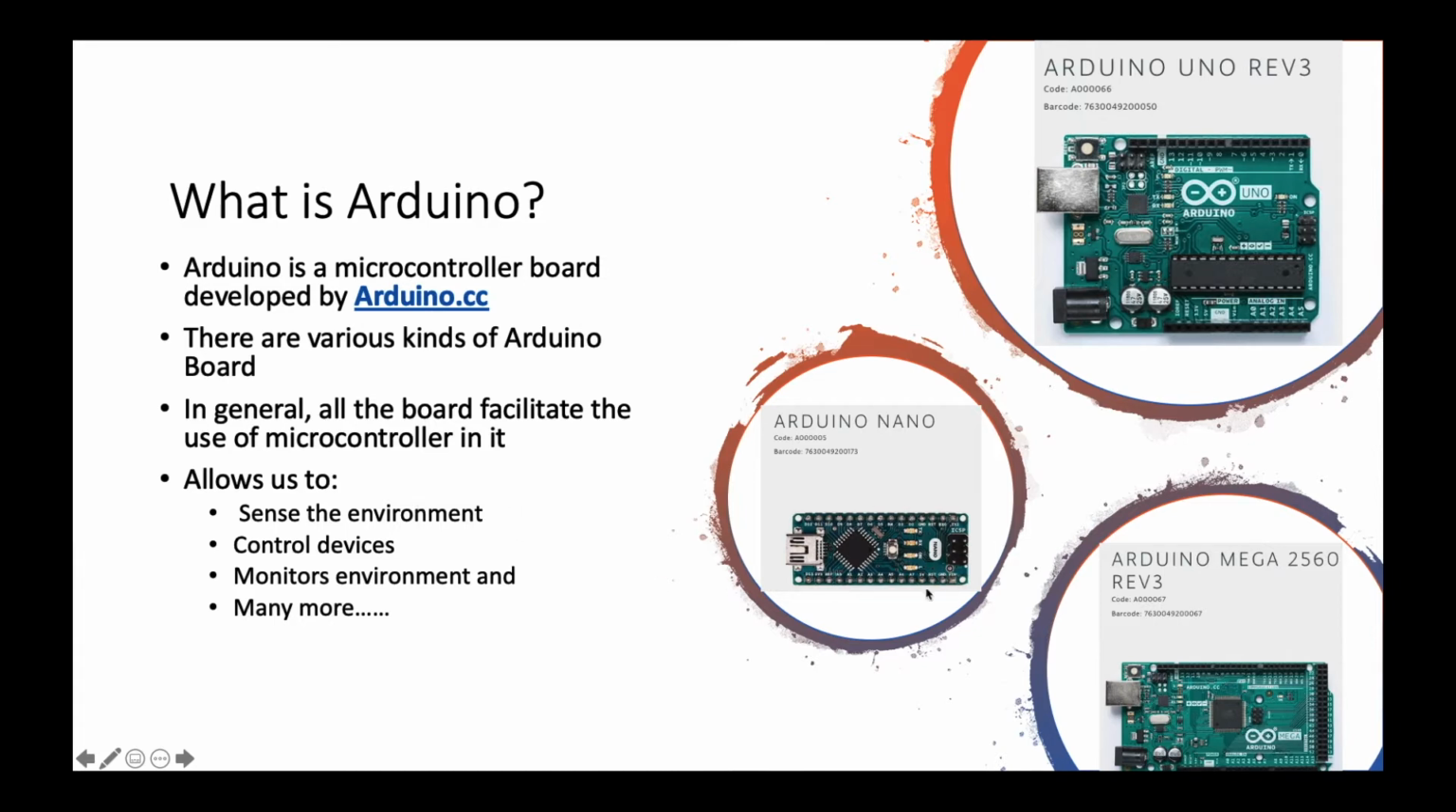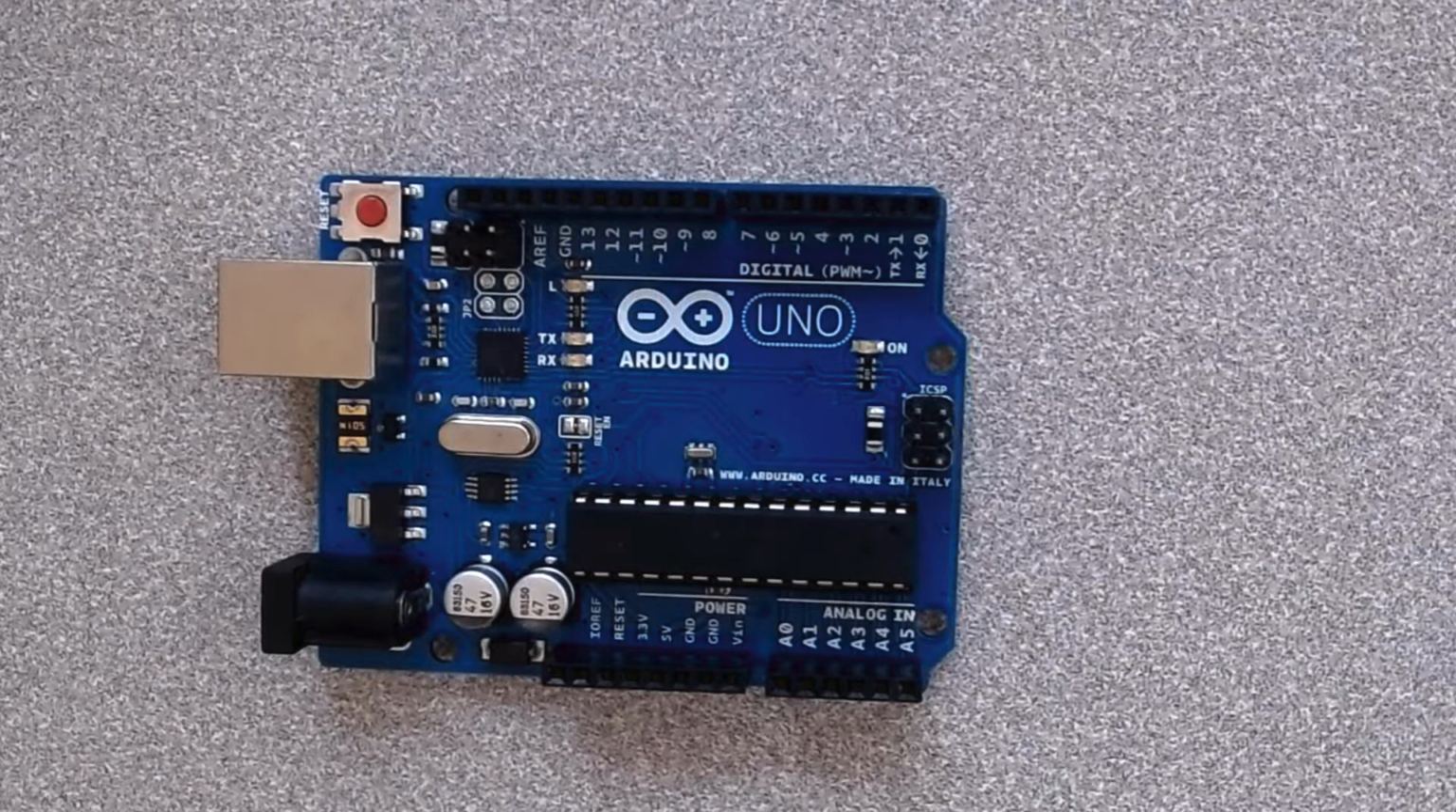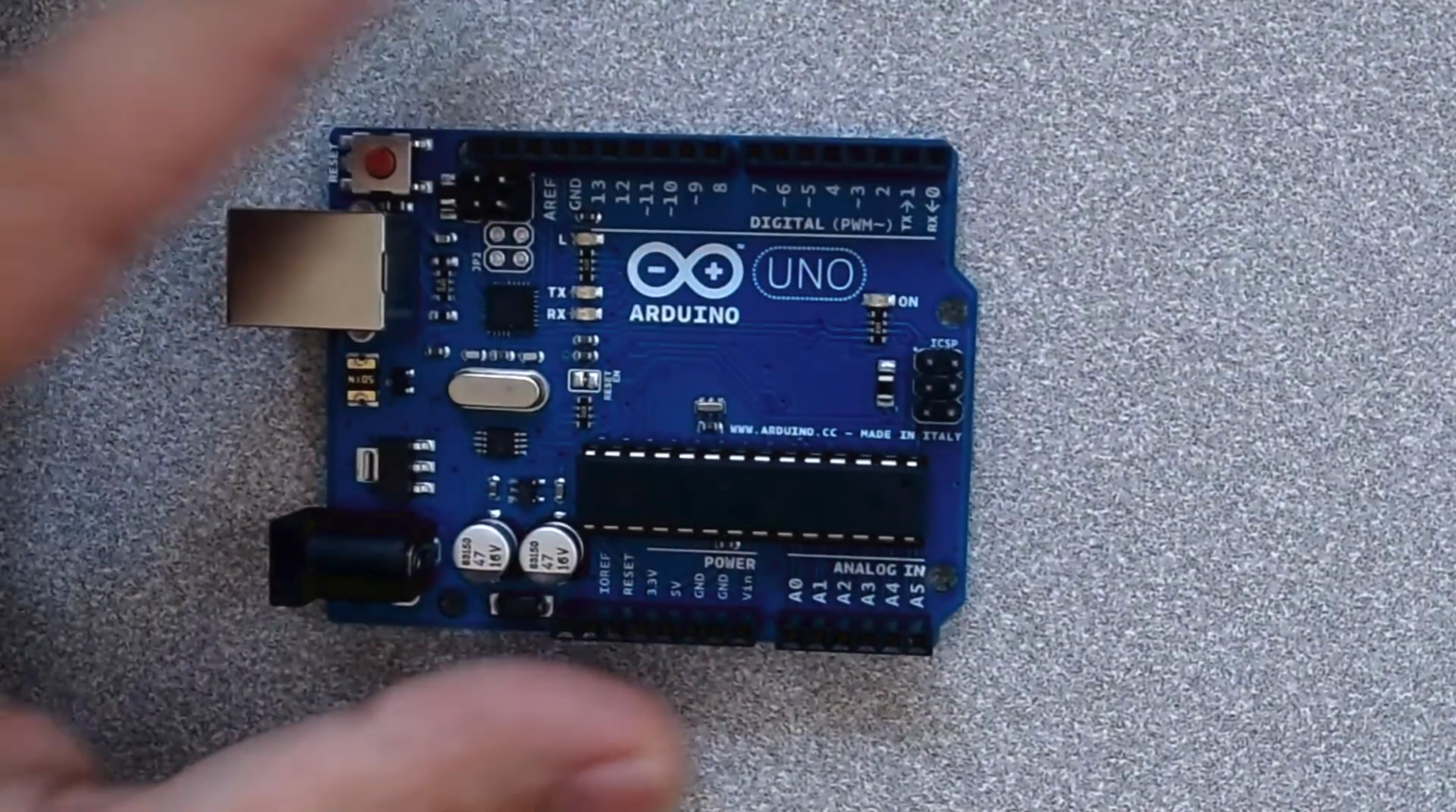Now, what can these microcontrollers do? They can sense the environment, control devices, monitor the environment with the help of sensors, and do many other tasks. The board that we are going to use is Arduino Uno. So this is the board that we are going to use, Arduino Uno.